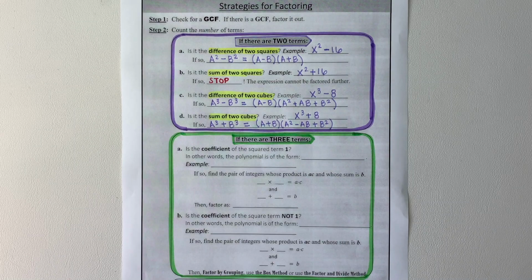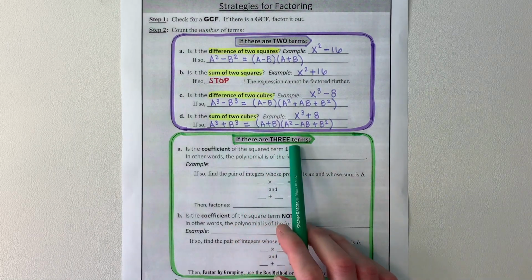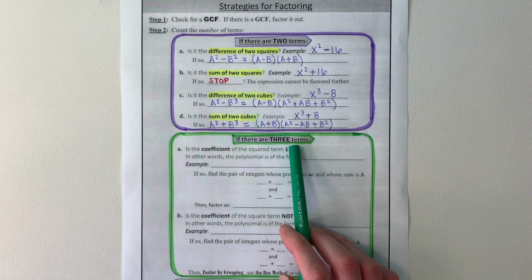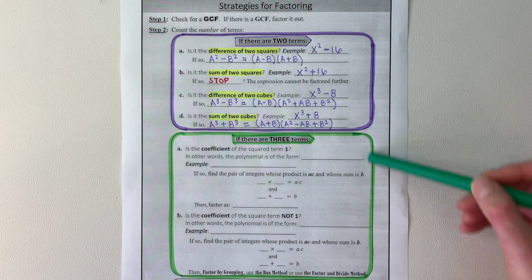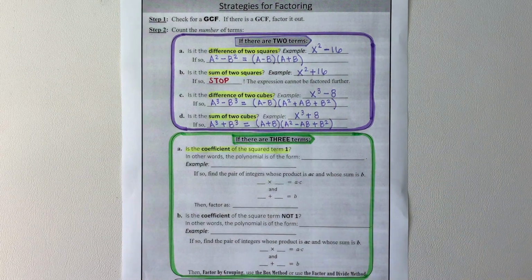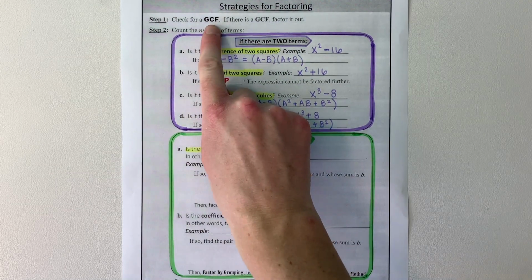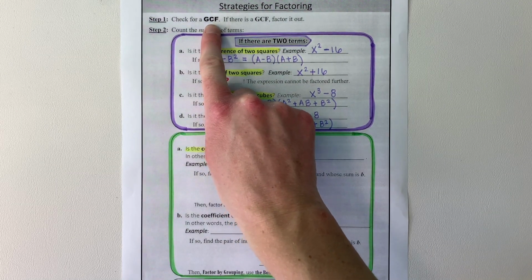The next type of factoring problem involves 3 terms. So if you're asked to factor an expression and you count that there are 3 terms, you're going to use the strategies in this green box here. Now, if you have an expression involving 3 terms, first, of course, you always check for a GCF and factor out the GCF if there is one.